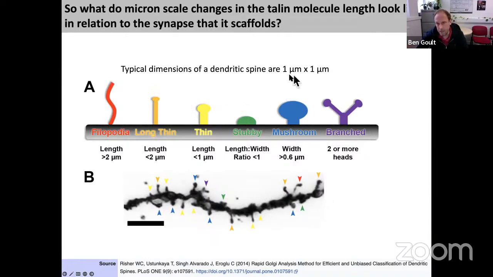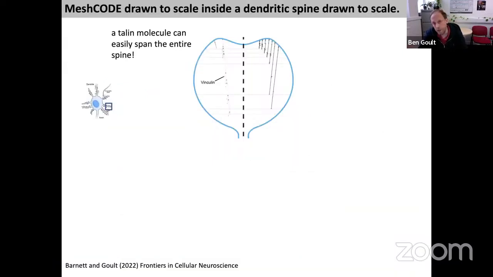And if you look at the dimensions of these, they tend to be about 1 micron by 1 micron. So now if we draw these to scale, the same way that we've drawn Talin to scale, what we can see is Talin shown in the fully 0 state and then the fully 1 state here, fully closed and fully open. You can see that Talin easily spans the length of these spines, these mechanical units.